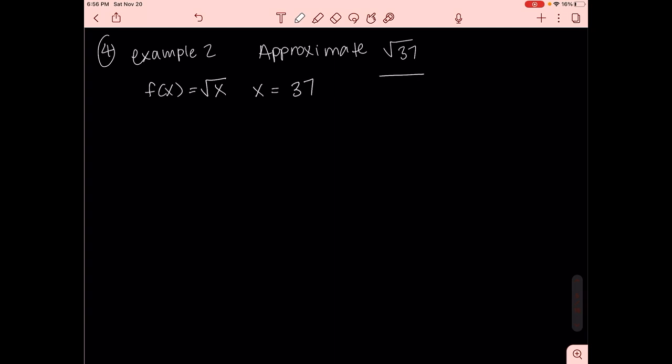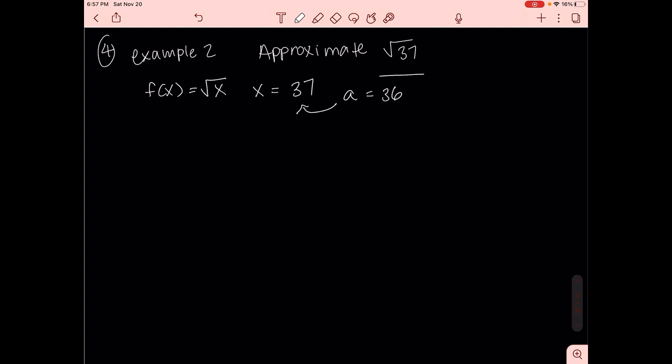So now we need to find our a, our f of a, and f prime of a. So a is going to be a value that we choose here that has to be close to this x, and that will help us approximate the function. And it needs to be something that we know how to deal with. And so looking at this, what instantly comes to mind is setting a equal to 36, because we know what the square root of 36 is. It's 6, so having that known value makes this process easier for us.